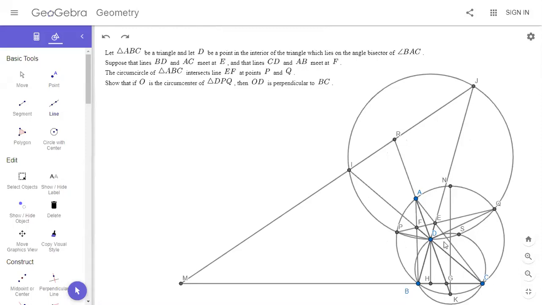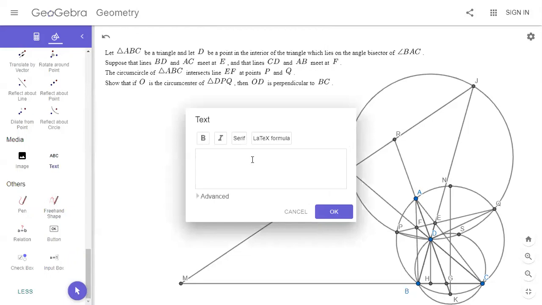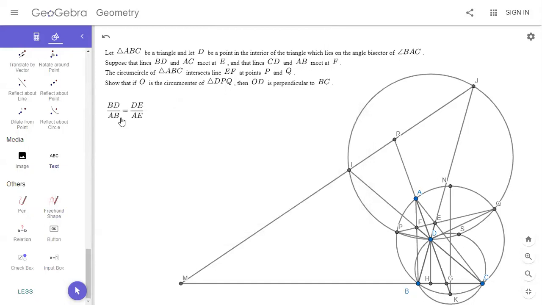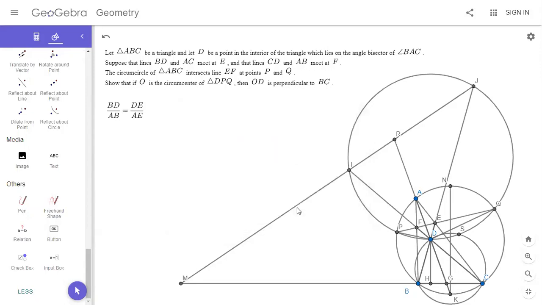I wonder if somehow we can use the angle bisector theorem. So AE over AB is BD over DE. So we could express BD in terms of the others. Let me try this out. I'm gonna see where this goes. I'll just leave it like that for now. We want to show that BD times DJ is CD times DI.